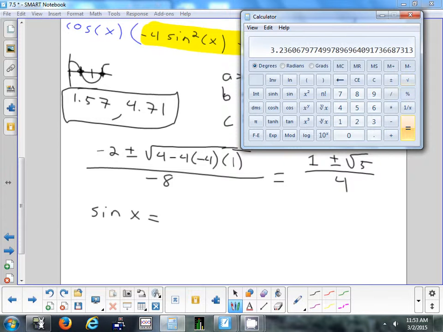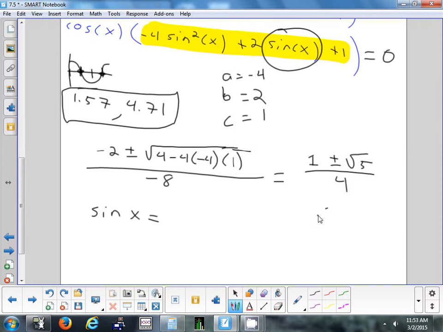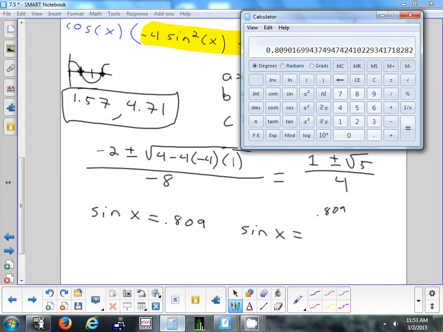So it's 1 plus the square root of 5 over 4. We get 0.809. So sine of x equals 0.809. And sine of x also equals 1 minus the square root of 5 over 4, which is negative 0.309.